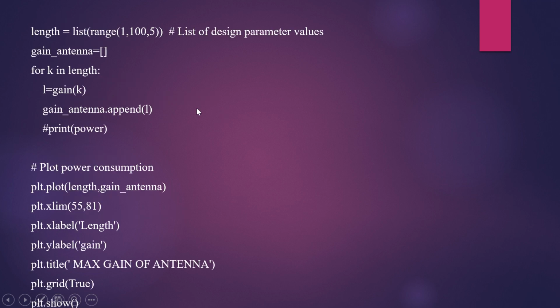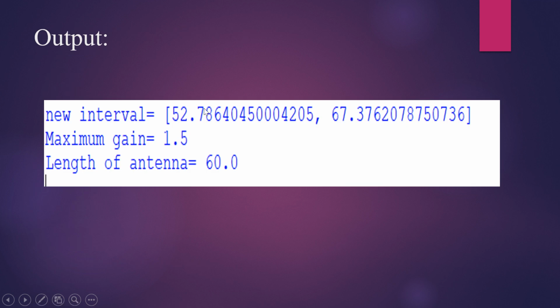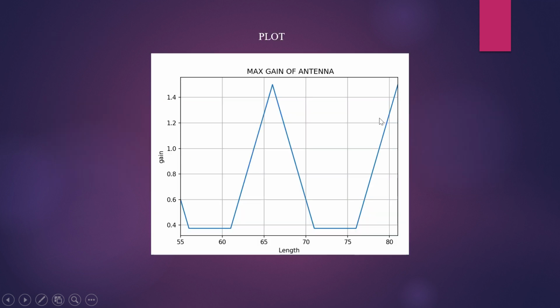This is the code to plot the gain. The output we have got is that the maximum gain is 1.5 at the length 60. The last interval after n iterations is 52.7864, 67.376. The plot is obtained here. It is gain versus length. We have obtained the maximum gain at this point.